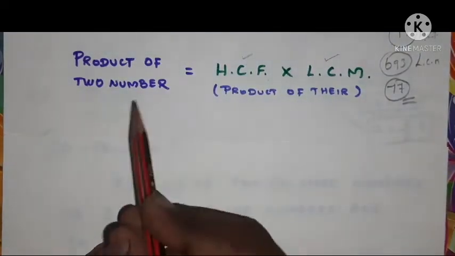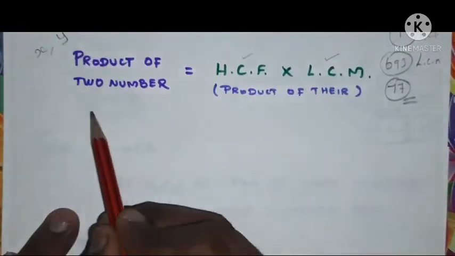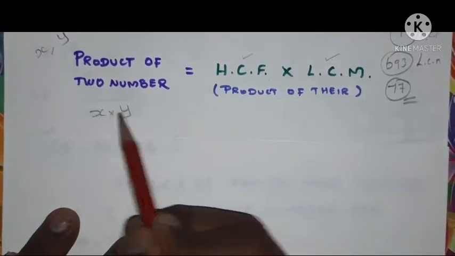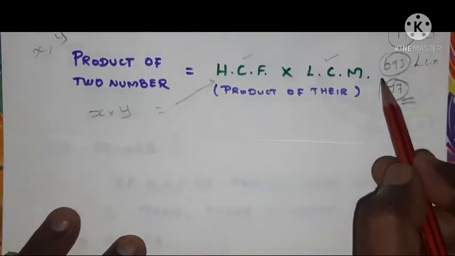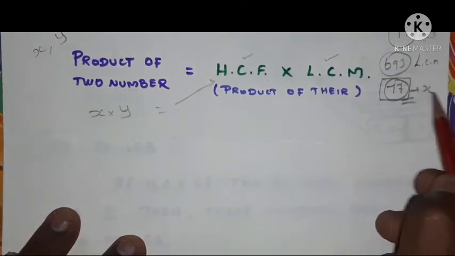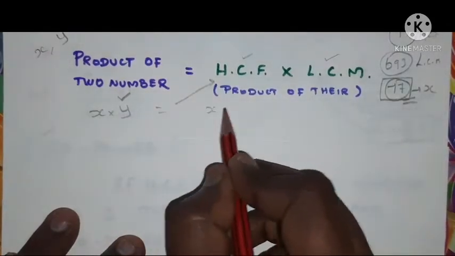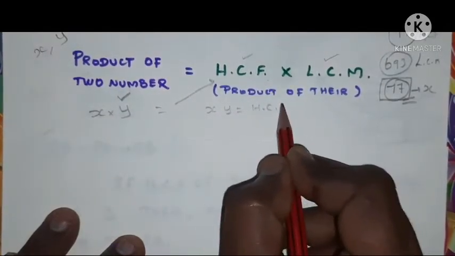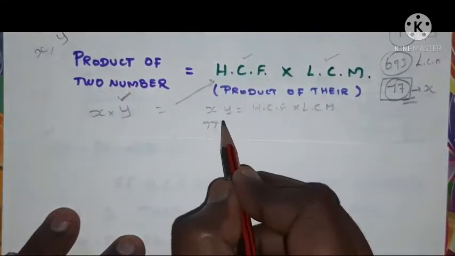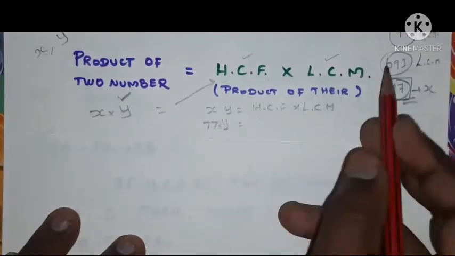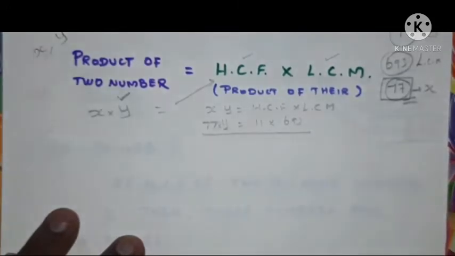How do we find? As I said, the product of those two numbers. For example, if you take those two numbers as x and y, the product of those two numbers, x and y, is equal to the product of HCF and LCM. Now they have given one of the numbers as 77, that I have taken as x, so we need to find the other number called y here. So x into y is equal to HCF into LCM. This is a relation where x we know is 77, into y, which is equal to HCF they have given as 11, and LCM they have given as 693. So through this we can easily find the other number called y.